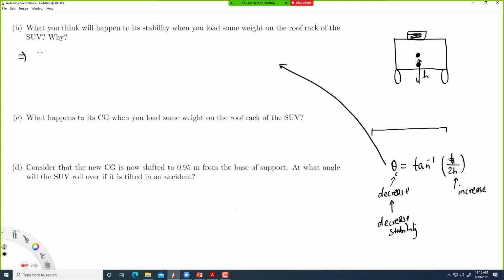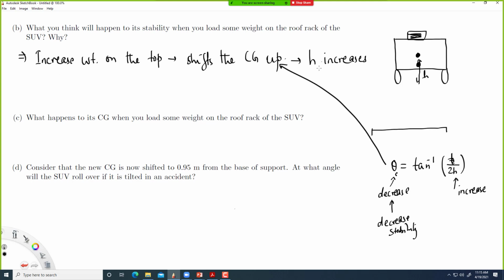So you can say that increasing weight on the top increases or shifts the center of gravity up, that means h increases, and as h increases, theta c decreases with that formula, and theta c decreases means it's less stable. So actually this answers both these questions, B and C. Okay.